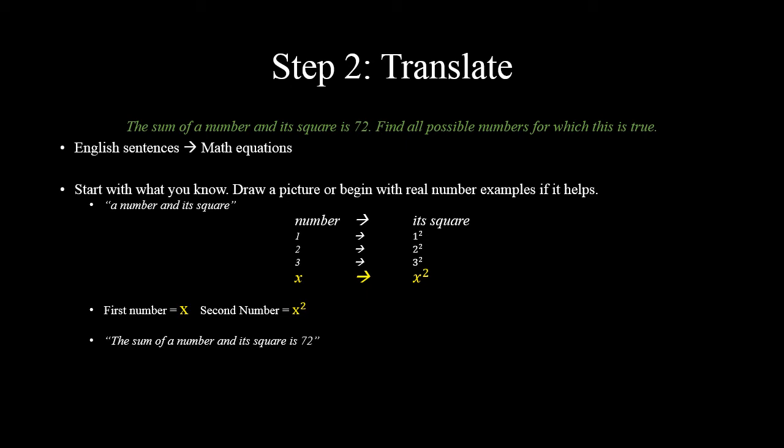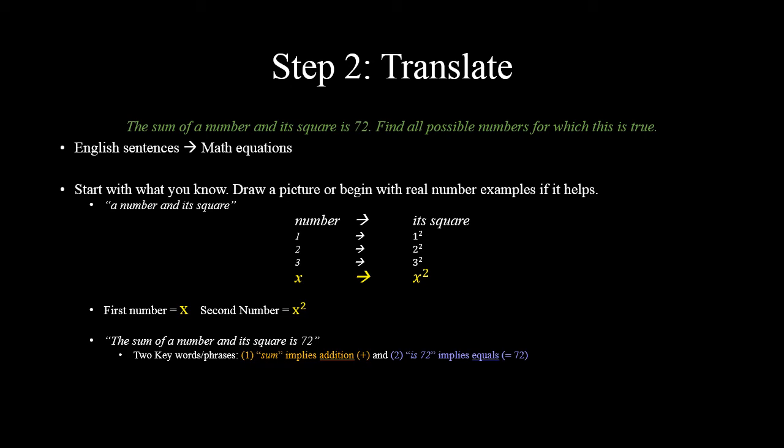Now I'm going to deal with that entire sentence. The sum of a number and its square is 72. And when I read that sentence, 2 main phrases sort of pop out at me that I can translate here. First of all, the word sum. Sum implies addition.